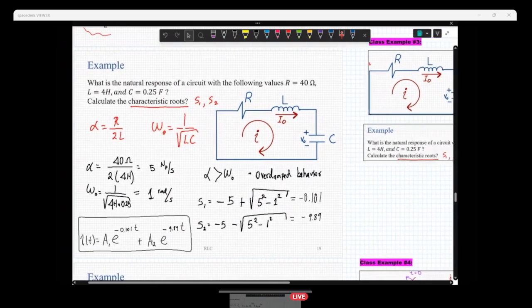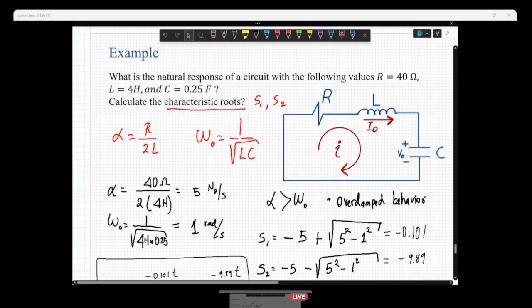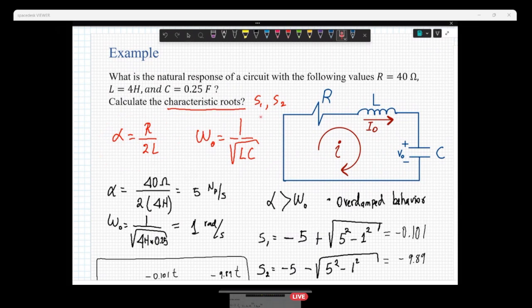Did she just write the roots? Oh, she just wrote the roots. Okay, so he applies the formula. So look, this is alpha. So write this down. This is omega.